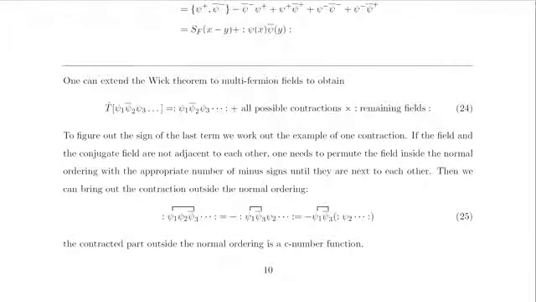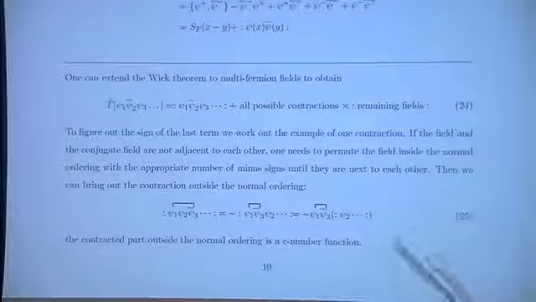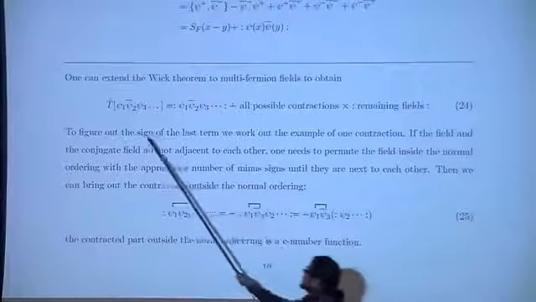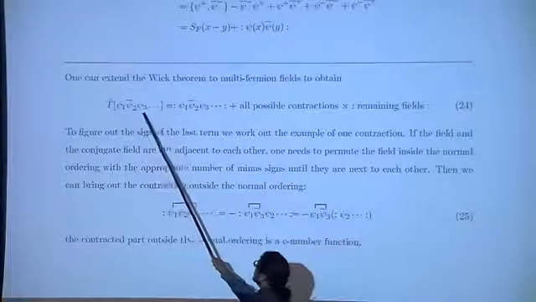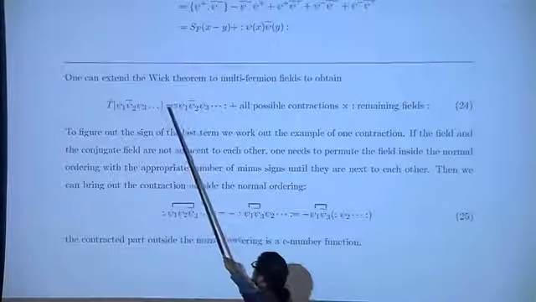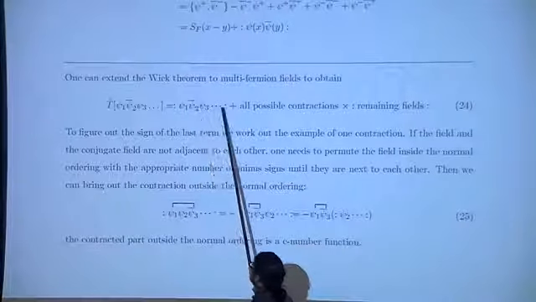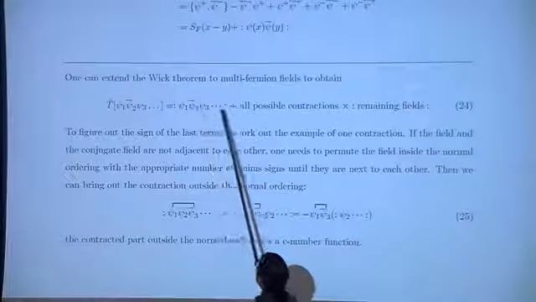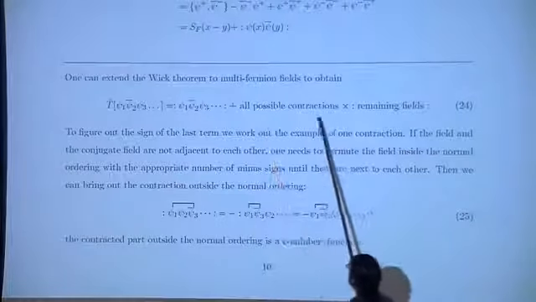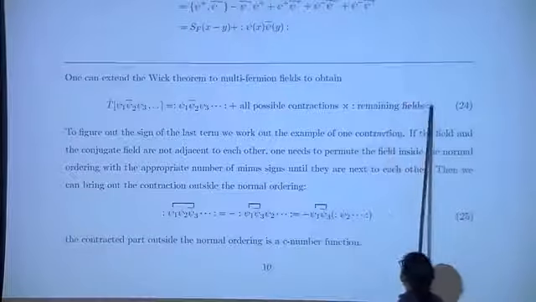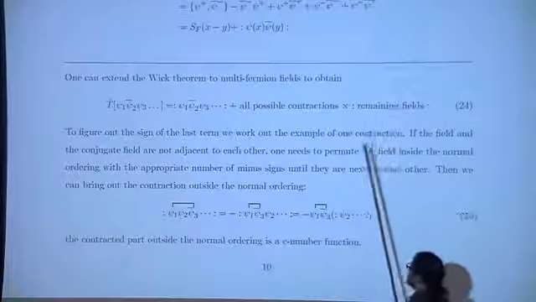And here's the outline of the proof, and it's been uploaded in the wiki. So now we can extend Wick's theorem to multifermion fields. So if you have multifermion fields, suppose we have a time-ordered exponential of a bunch of fermion fields, then Wick's theorem can be shown to give the normal ordering of all those Fermi fields, and then all possible contractions times the remaining fields, which have to be in the normal ordering.